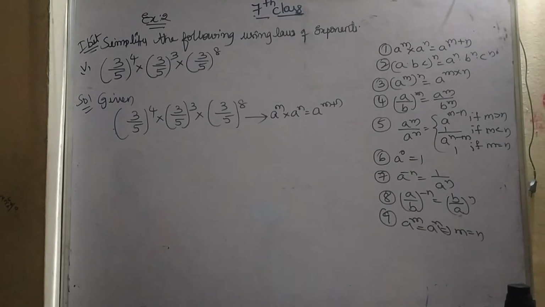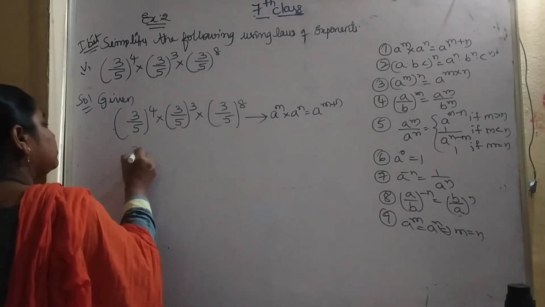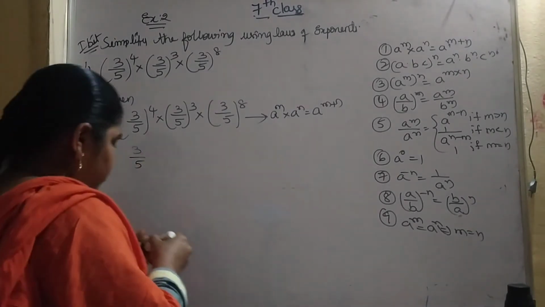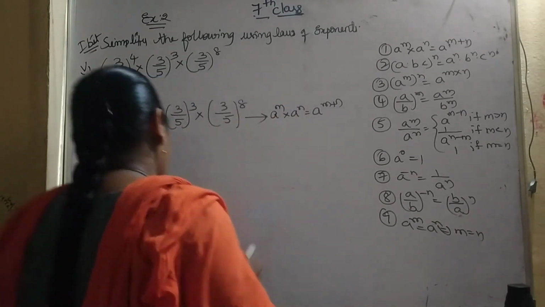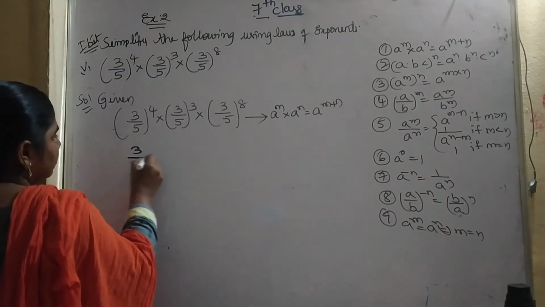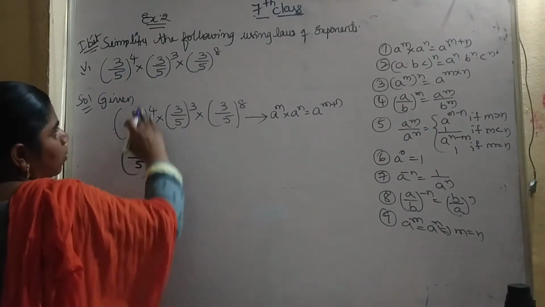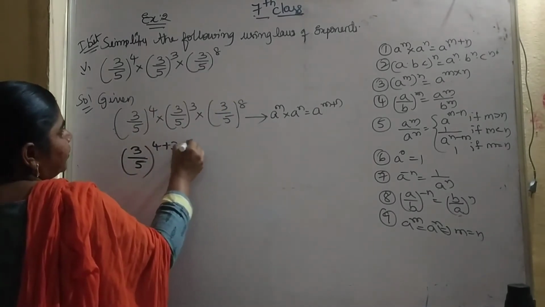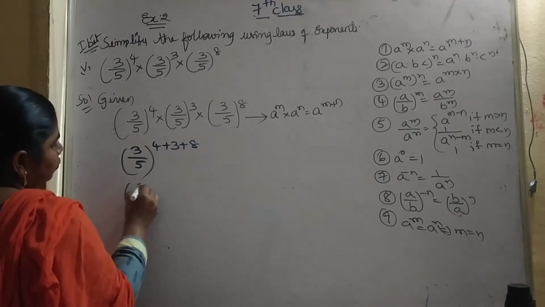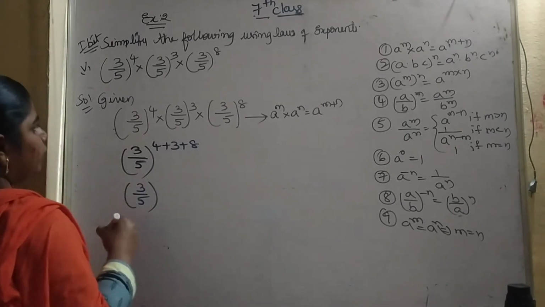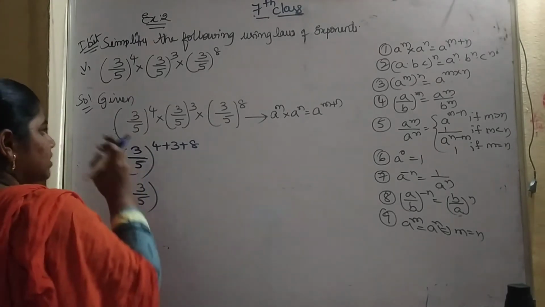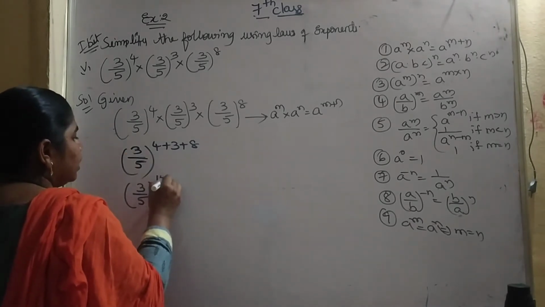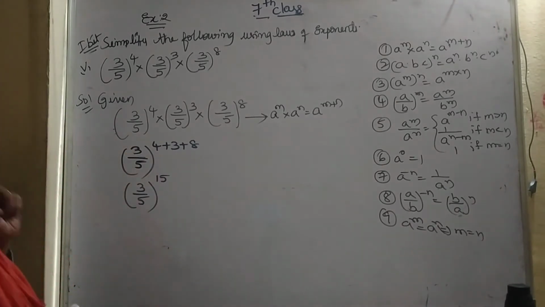So it will be 3 by 5 whole power, all the powers should be added. That is 4 plus 3 plus 8. So 3 by 5 whole power 4 plus 3 will be 7, 7 plus 8 will be 15. So here we got the answer as 3 by 5 whole power 15.